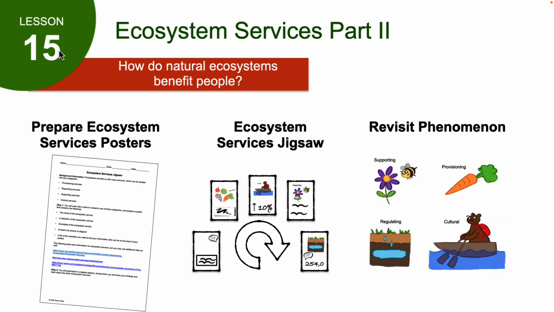In the next lesson, students finish their Ecosystem Services posters. Then, teams split up into new groups. Each one includes one expert from each of the ecosystem service categories, and each student in the group then shares their findings with the group, and the listening students take notes. We wrap up with a whole class discussion of all the different ways that ecosystems benefit people.